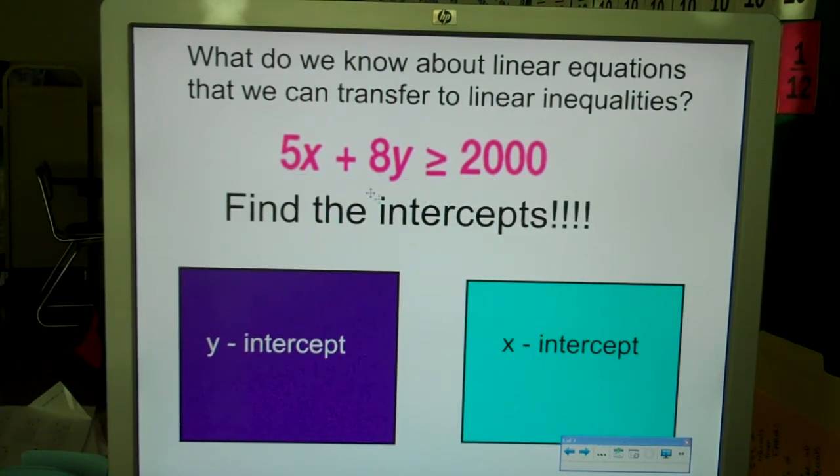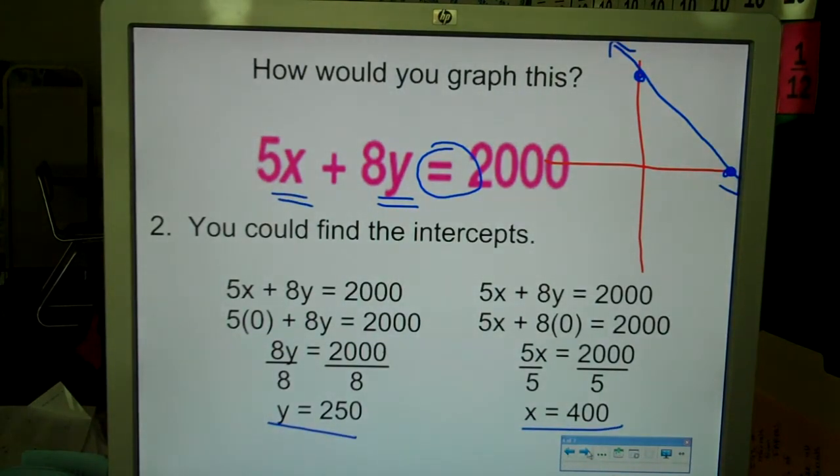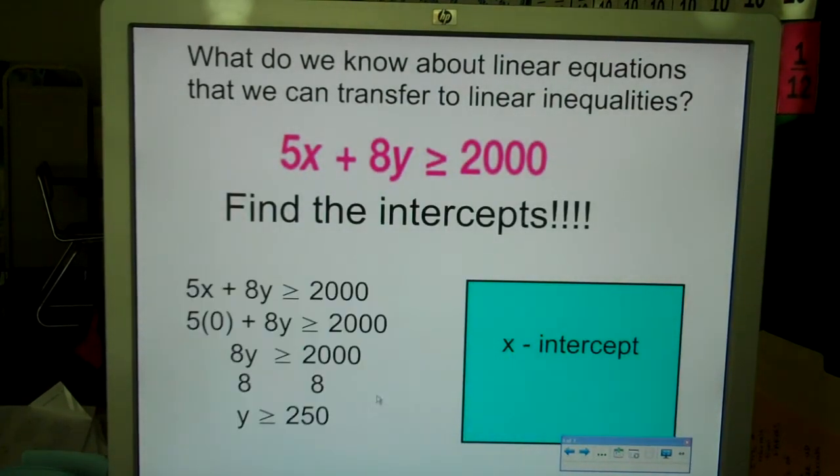So find those intercepts. We're going to pause it, and you're going to find those intercepts. Now, I'm hoping that only about 30 seconds went by because you realized, oh, Miss Sargent, those are the same intercepts as the page before. All you did was change the sign. Well, here they are. Now, instead of y equaling 250, y has to be greater than or equal to 250.